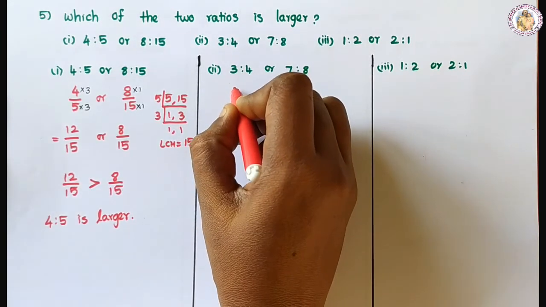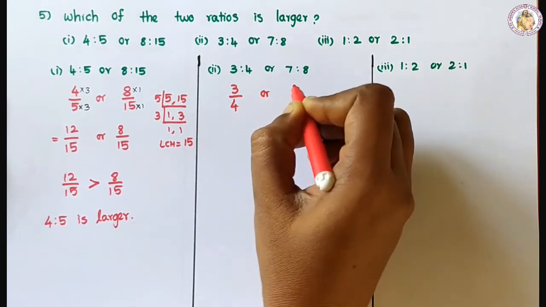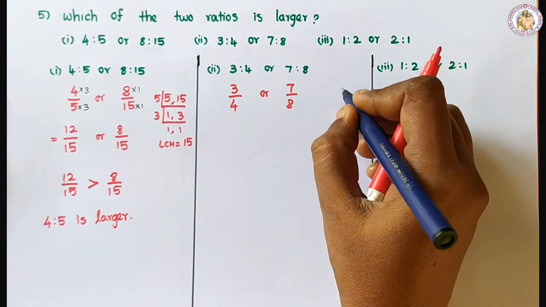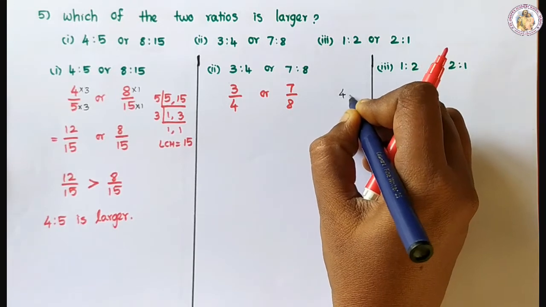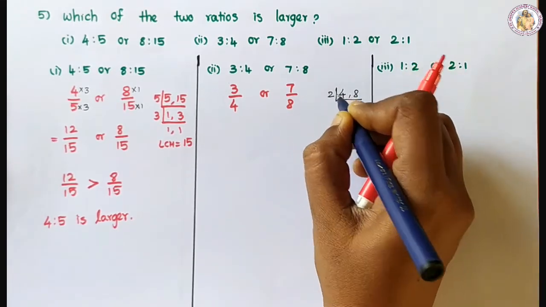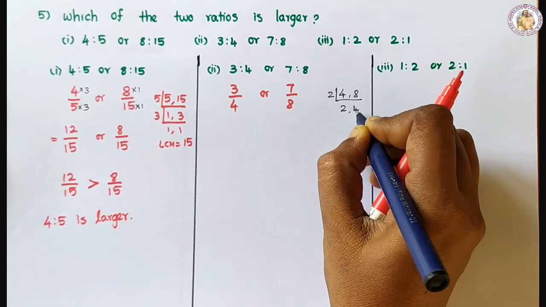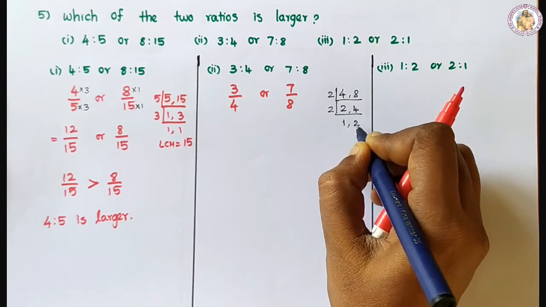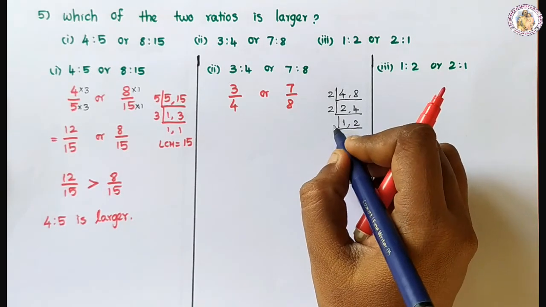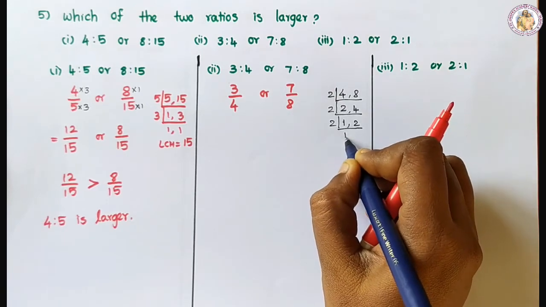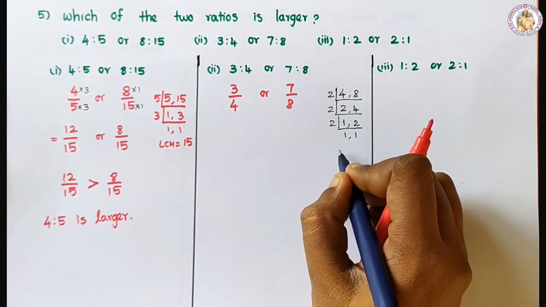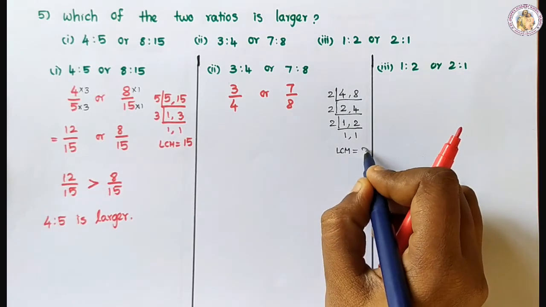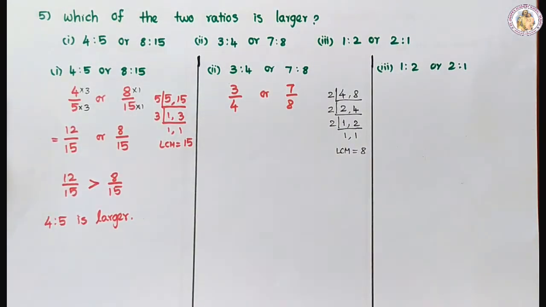Write down in fraction form, 3 by 4 or 7 by 8. Now, what is the procedure? Take LCM for the denominators 4 and 8. 2 2s are 4, 4 2s are 8. Again divisible by 2. 1 2 is 2, 2 2 is 4, 2 2s are 4. Again divided by 2, 1 1. Now LCM equal to 2 2s are 4, 4 2s are 8. So LCM is 8.